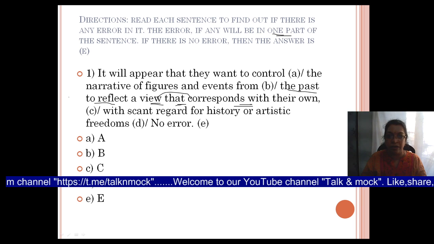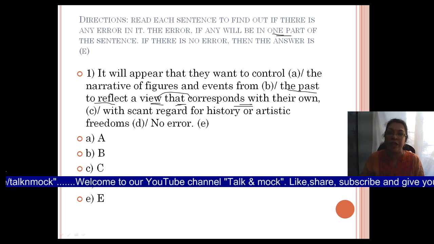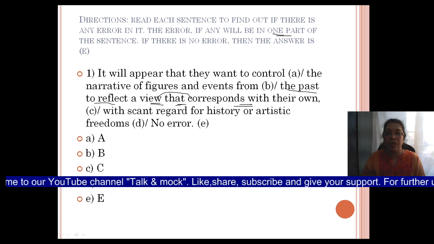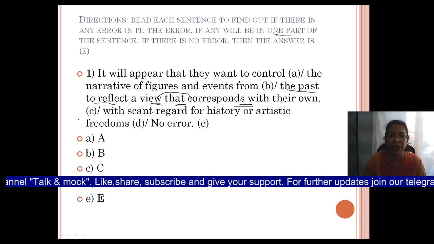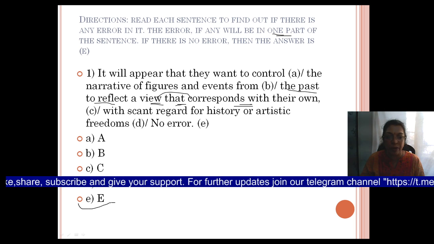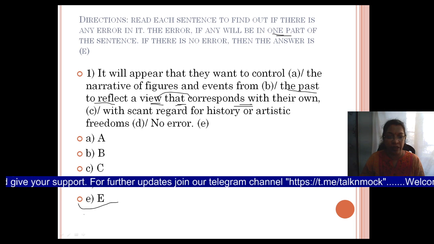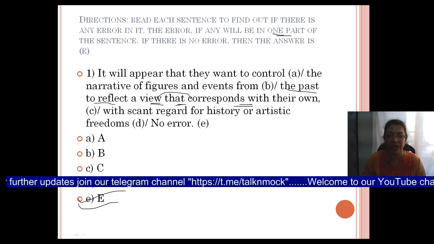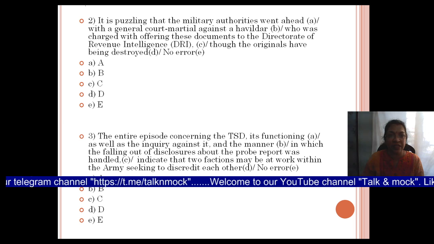So no error. In this sentence, step by step in each part, find out the subject-verb agreement, or the article, or the preposition, etc. There is no error. So select E. E is our option. Is that clear? There is no error in any part of the sentence. So here it is E. Now let us go to the next sentence.